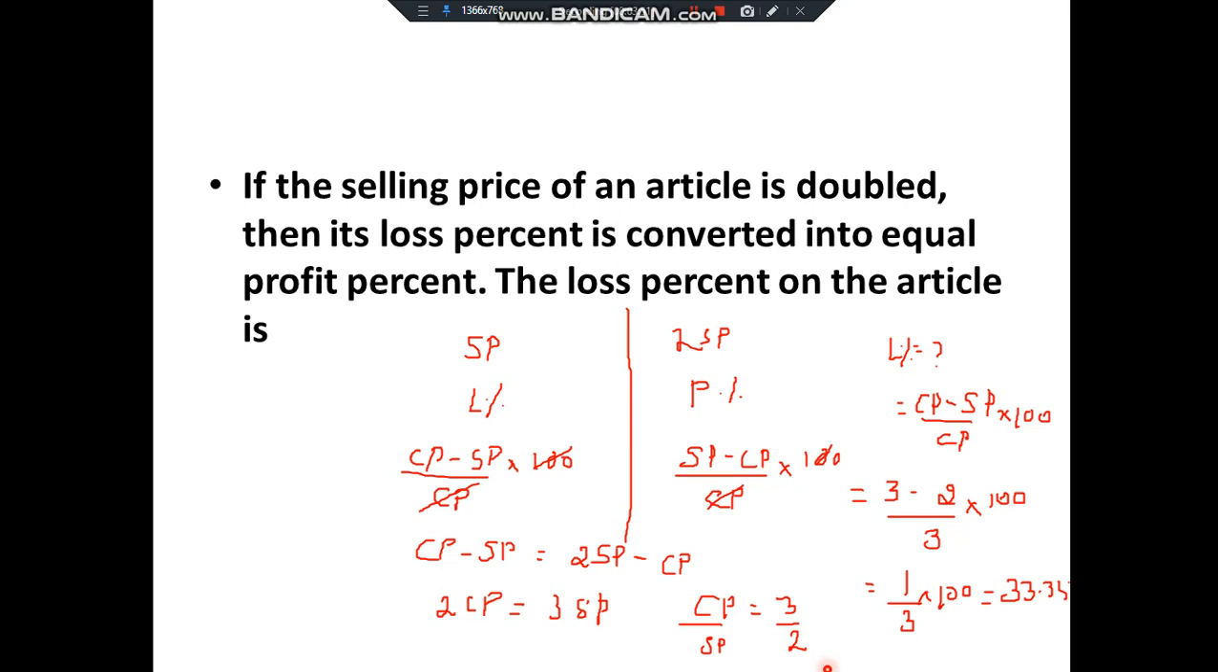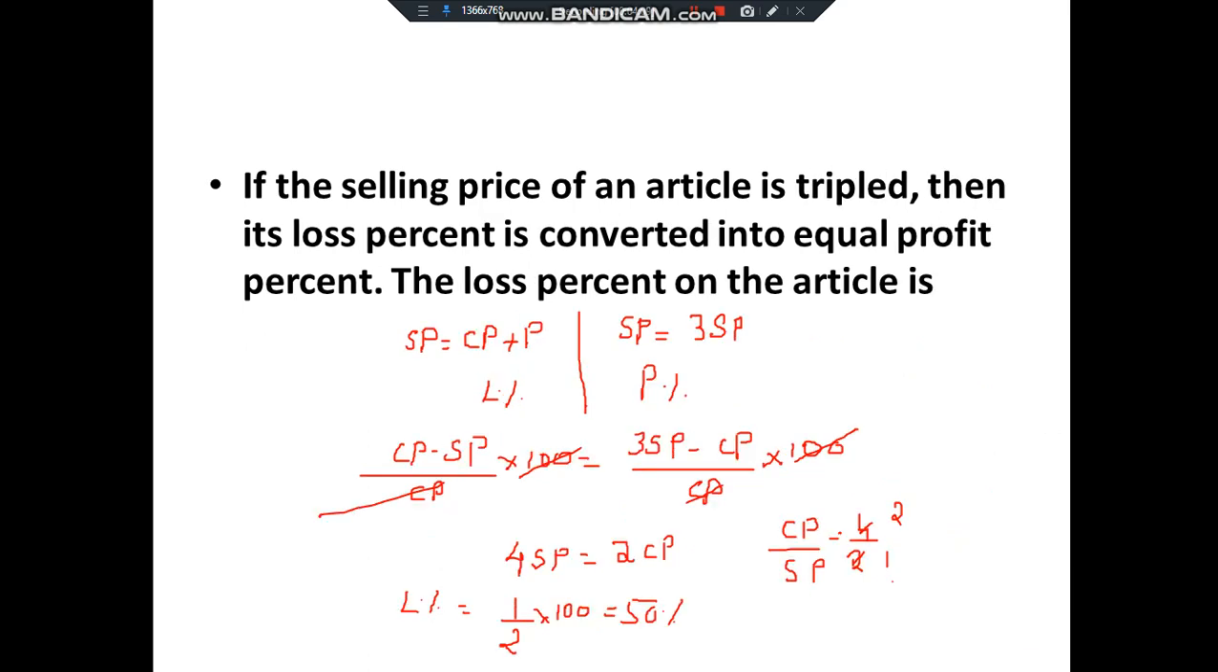Now is it easy to find loss percent? Yes. So loss by CP into 100, loss is nothing but CP minus SP. So you know the value of CP and SP. Substitute it. 3 minus 2 by 3 into 100, which is 100 by 3, which is 33.33%. Hope you understood. We'll see one more question. If the selling price of an article is tripled. Previously it is double, now tripled. Then its loss percent is converted into equal profit percent, the loss percent.